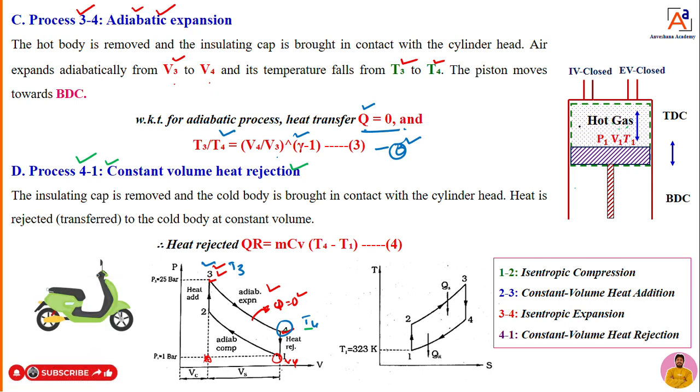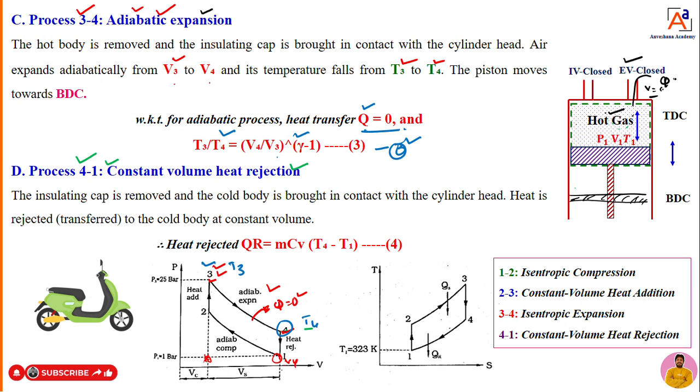Fine. So now assume that at the end of the third process, adiabatic expansion, the piston position is at BDC. At that moment what we are going to do? We are going to open the exhaust valve. When you open the exhaust valve, the hot gases which are present inside the cylinder will come out. That means heat is getting rejected from the system to the surrounding at constant volume. The volume remains constant. Heat is rejected. For that process only we call it constant volume heat rejection.